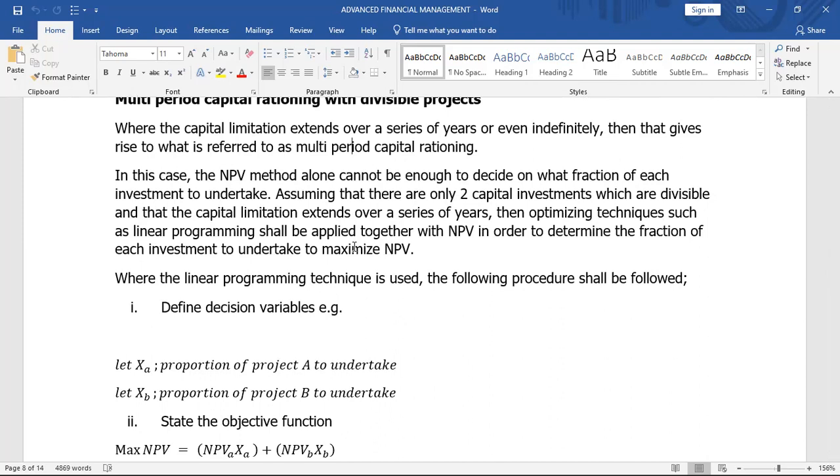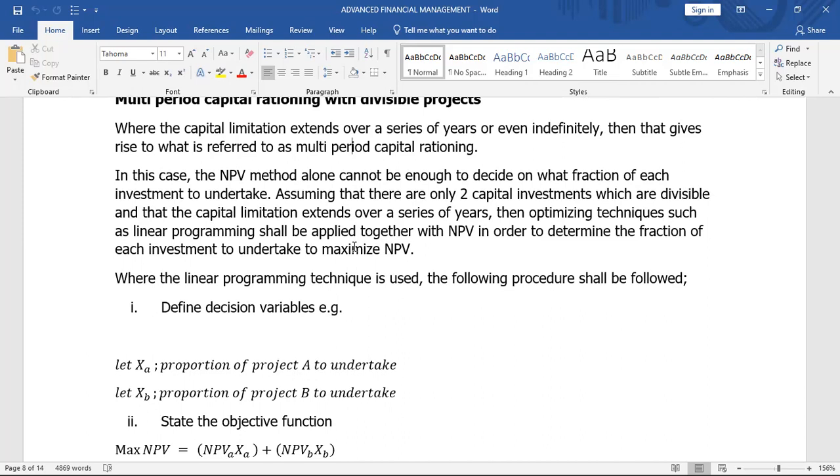In simpler terms, when we talk about a project being divisible, it means we can rank our projects using the profitability index. When we do that, we are going to be investing our money in the best project all the way until we utilize the available resources.